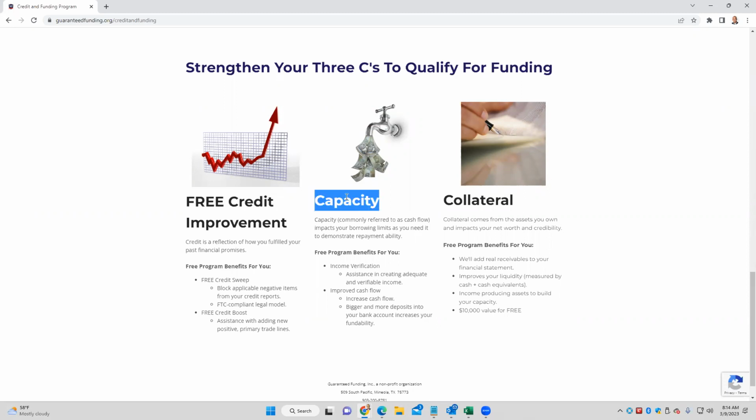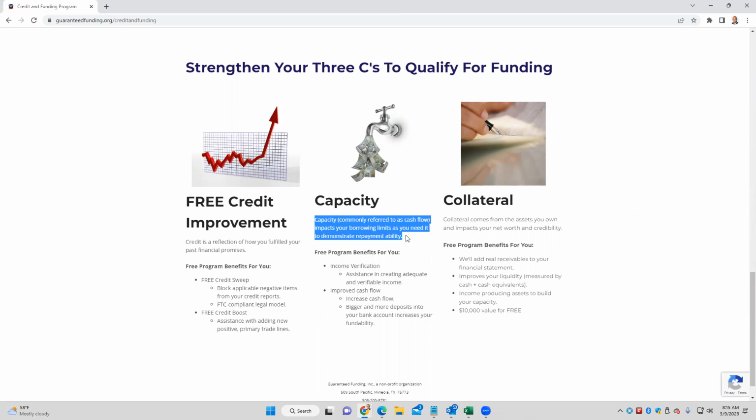The next C is capacity. We describe capacity, which is commonly referred to as cash flow, as it impacts your borrowing limits. So I'll give you a quick example, and maybe this is not the best one, but let's say you need a new car. And let's say that you make $36,000 a year. Even if you got great credit, how big of a car note, how big of a loan you can afford is going to obviously be impacted by your capacity, your cash flow, how much money you have left at the end of the month to pay that car payment. I think that makes sense, right?